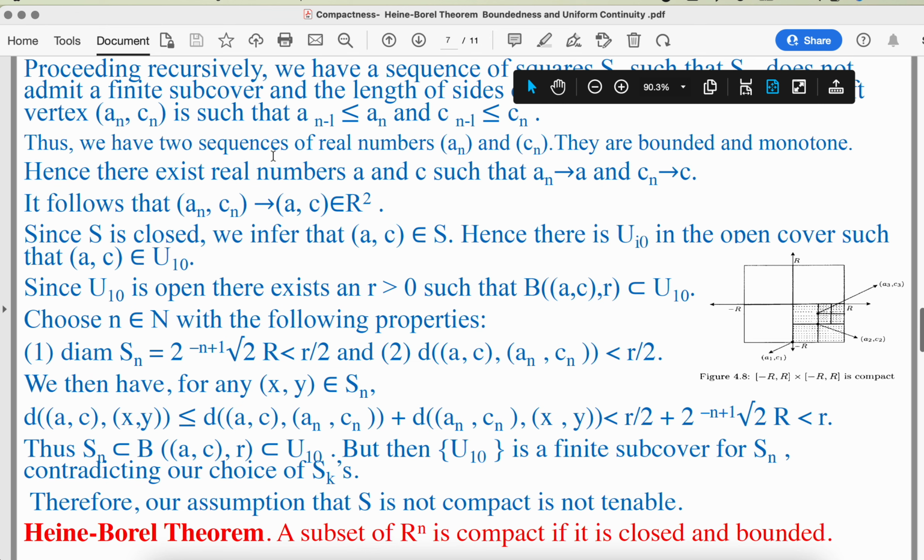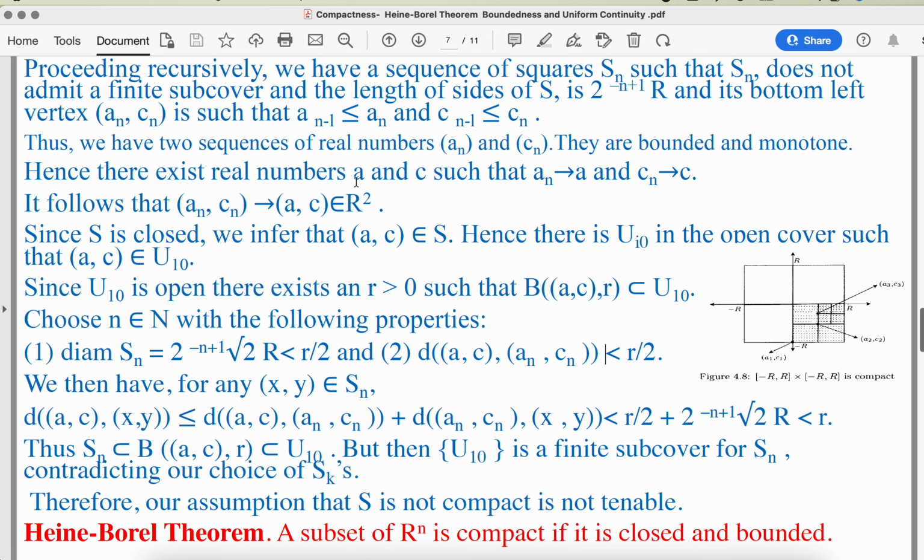Thus we have two sequences of real numbers. One is An and another is Cn, and these sequences are bounded and monotone. Hence there exist real numbers A and C such that An tends to A and Cn tends to C. It means the point (An, Cn) tends to the point (A, C), which belongs to the two-dimensional real space. Since S is closed, (A, C) belongs to S.